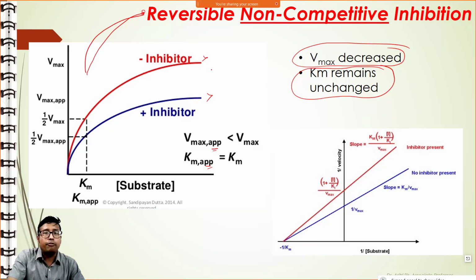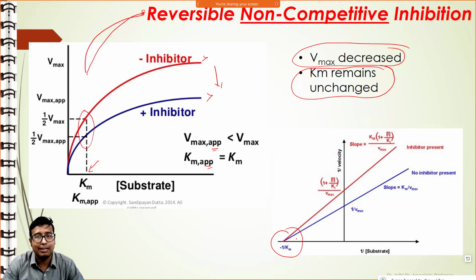The value of Vmax will decrease. However, the value of Km will remain unchanged. So Vmax by 2 will have the same intercept. If we look at the Michaelis Menten curve, it is much easier to denote in case of the Lineweaver Burk plot. You can see the x-intercept, that is the minus 1 by Km, is the same. However, the Vmax is decreasing. So here is how the Lineweaver Burk plot looks.